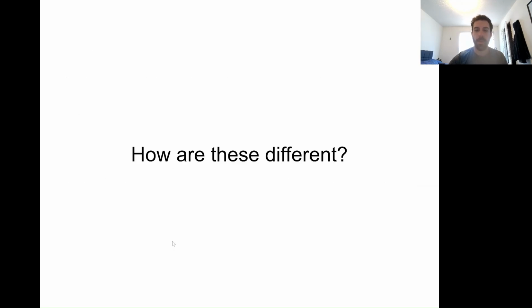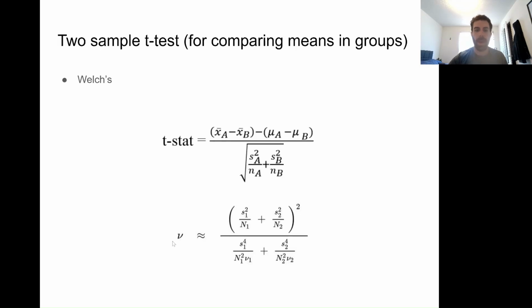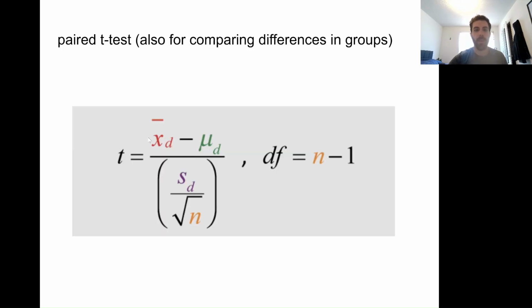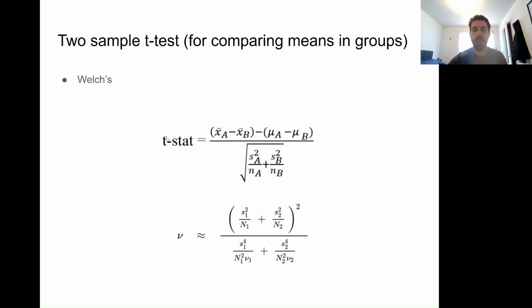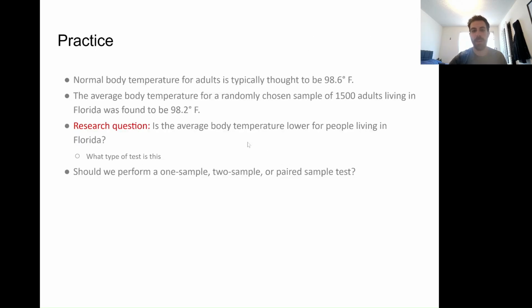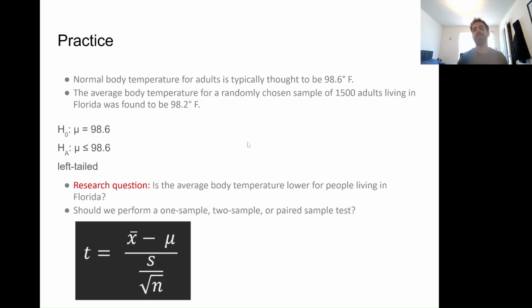In the two sample test, you have two sample means, and in the paired test, you have the mean of the differences. So you need a group A and a group B that you're subtracting either the means or the individual values of. And I would argue, even if you did have data of people living outside of Florida, it doesn't quite make sense to do a paired test because there's no natural pairing.